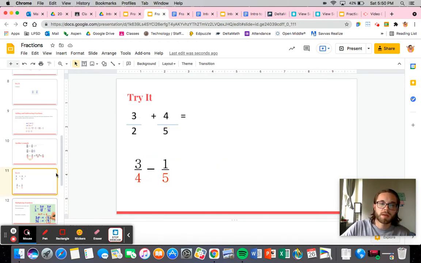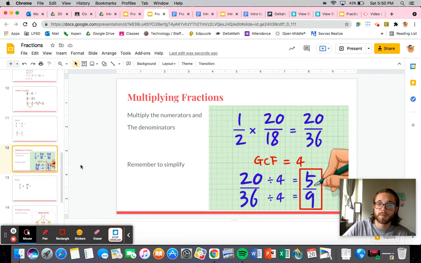Now, the next thing that we need to do is multiplying fractions, and now we actually have to worry about the denominators, right? When you multiply fractions, you multiply the numerator times the numerator and the denominator times the denominator. So you have 1/2 times 20/18. Don't forget to multiply both the numerators and denominators: 1 times 20 is 20, 2 times 18 is 36. However, then you should simplify as much as possible, okay?